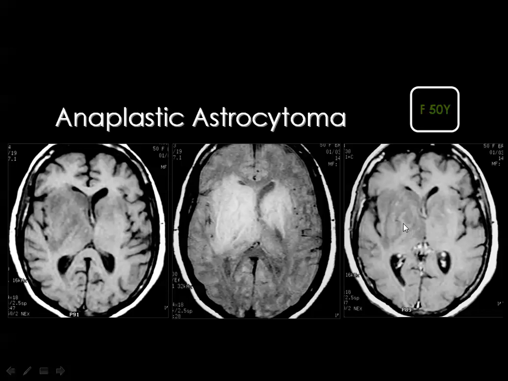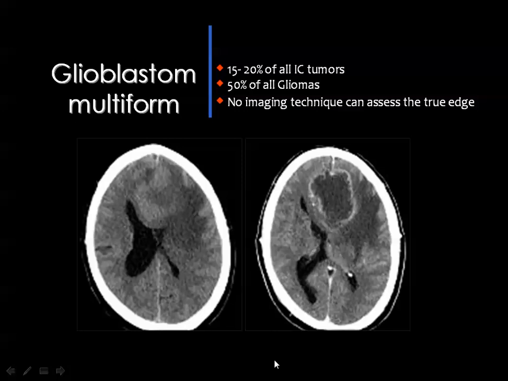Another case of anaplastic astrocytoma, low signal in the T1, high signal in the FLAIR, and after contrast injection, you can see some faint dots of enhancement, and this tumor is multicentric, and you can see another part of the tumor on the opposite side showing the same characteristic pattern of enhancement.